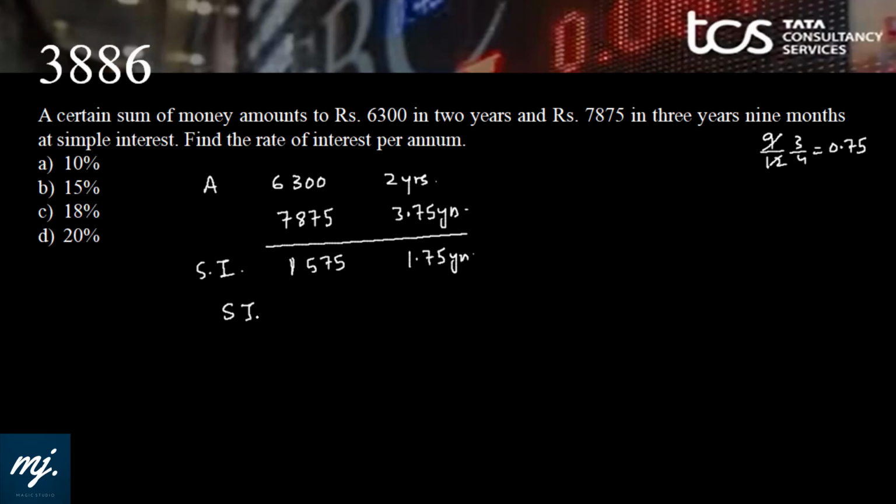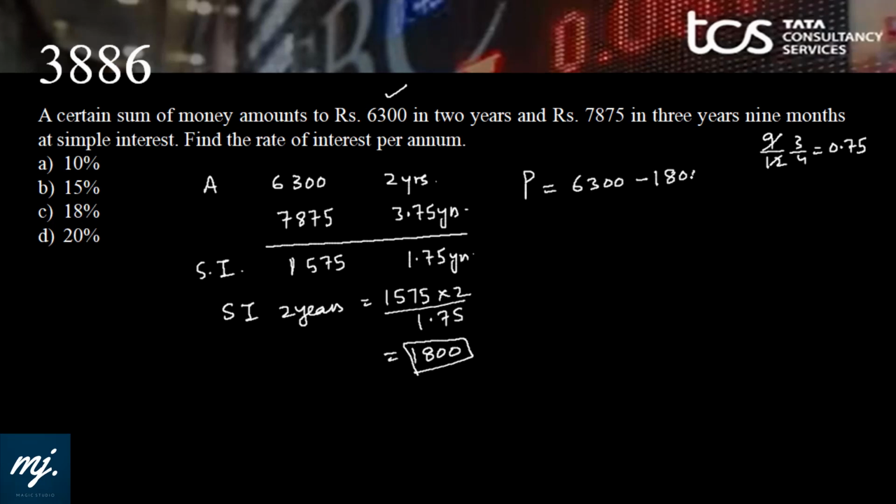That means simple interest collected in 2 years is 1575 into 2 divided by 1.75. That is 1800. This will help us give the sum or the principal. Amount is 6300 in 2 years. That means principal is 6300 minus 1800, which is 4500. Yes, 45 plus 10, 55 and 8 is 63. So that is the principal.